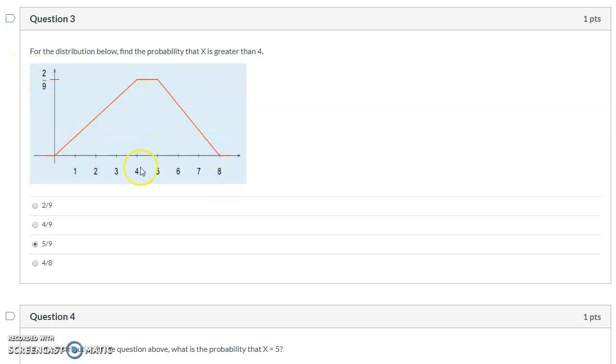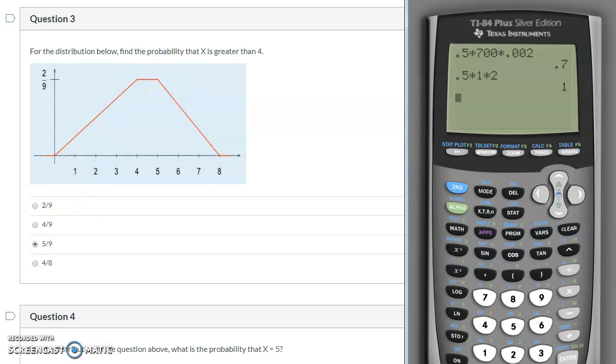So you have a little drawing, which is a composite figure. If you want to think of this as a triangle with a little rectangle and another triangle, it's also just a trapezoid. But this is a probability density function. If we wanted to check, it doesn't ask us to. It asks us to find a probability.